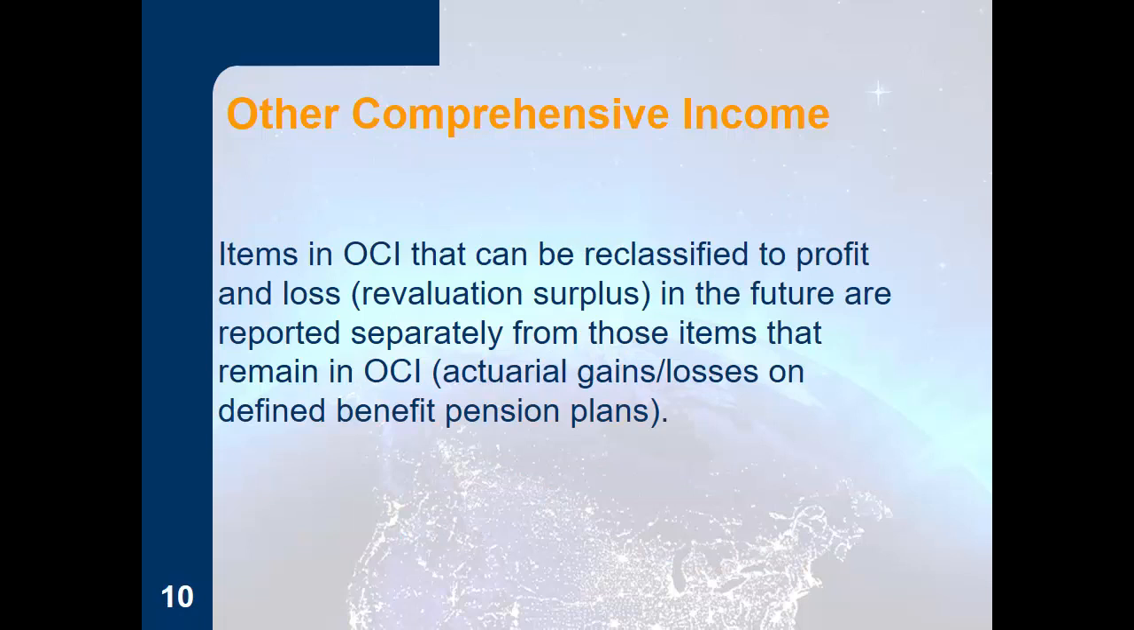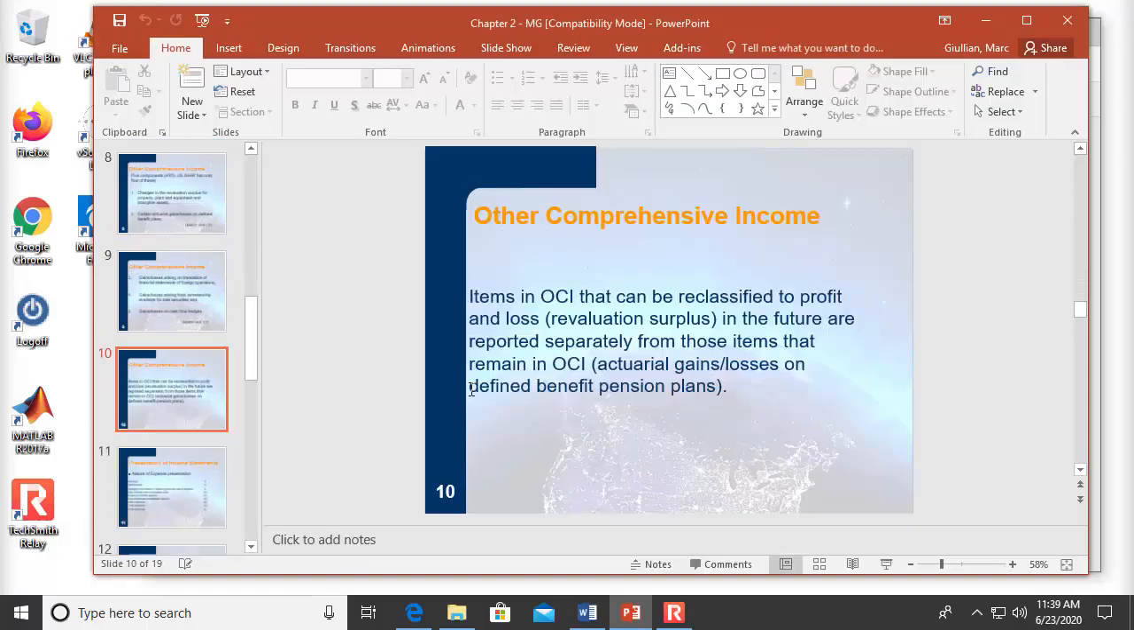Something that relates to OCI that I wanted to point out is that under IFRS, items in OCI that can be reclassified to profit and loss, like the revaluation surplus, are reported separately from the items that must remain in OCI all the time. In the pension chapter, we talked about how, under IFRS, actuarial gains or losses are put into OCI and stay there. So let's look at examples once again.